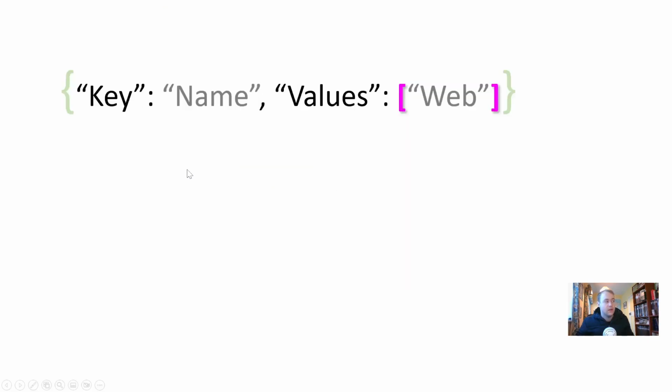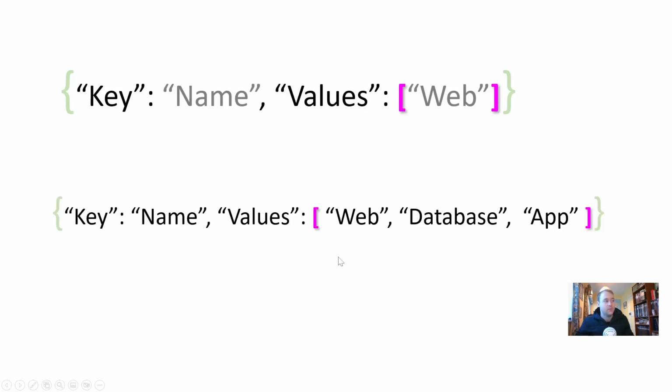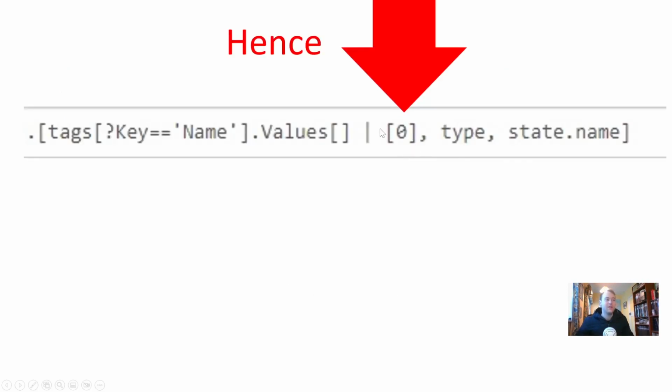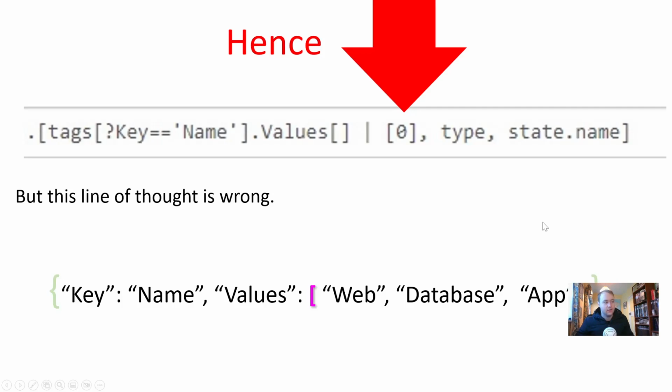Okay, so they're using one of the tags to be the name. Not all of the tags on an instance are the name, but one is name. So it's key, name, and then the values are like web, or it could be web, comma, database, comma, app, because remember we're using an array here. This means that any projection that evaluates values is obligated, it must include an index expression, otherwise it would be an indeterminate index. Hence, that's why we get this 0 after the pipe expression, after the pipe here. Lovely. But that line of thought is wrong, because actually to lock down the value of values, that array, we're actually going to use these square brackets here.